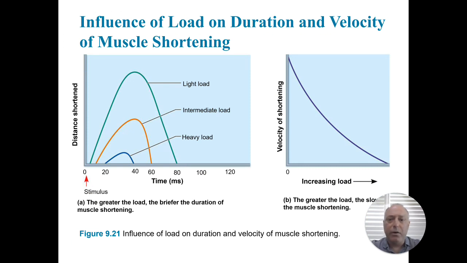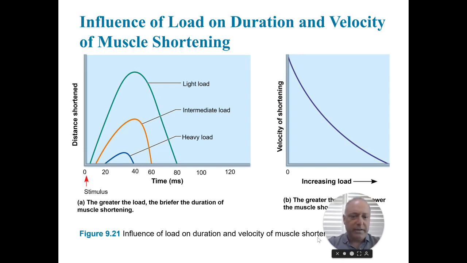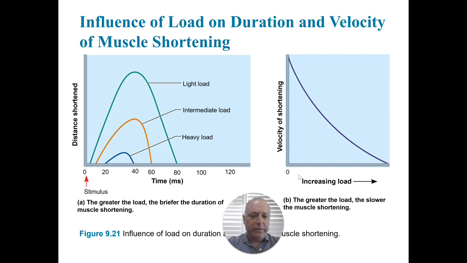There is an influence of load on duration and velocity of the muscle shortening. The greater the load, the briefer the duration of muscle shortening, which does make sense. And so you've got this velocity of shortening versus load relationship, where the velocity of shortening is greatest with zero load, and the shortening goes to zero when there is load too great to lift.